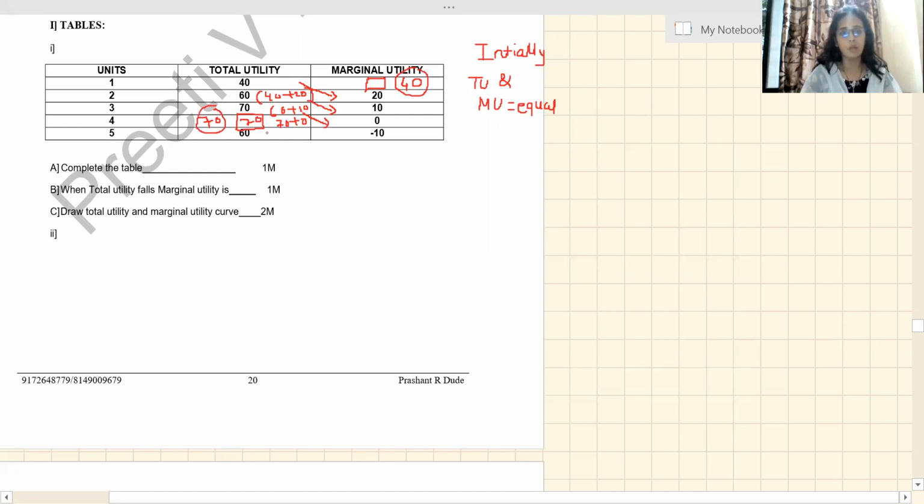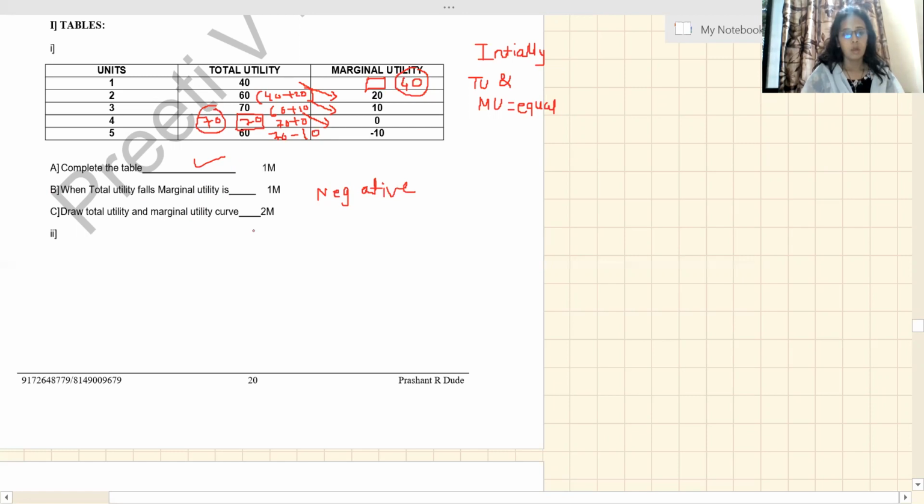Okay, and 70 minus 10 is equal to 60. What I did, initially TU and MU are both equal, so I have written the first fill in the blank as 40. Then for the next fill in the blank, 40 plus 20, 60, 60 plus 10, 70, 70 plus 0, 70, 70 minus 10, 60. Okay, so in this way we have completed the table. Then when TU starts falling, when TU falls, MU becomes negative. Your answer should be negative. When TU falls, MU is negative.